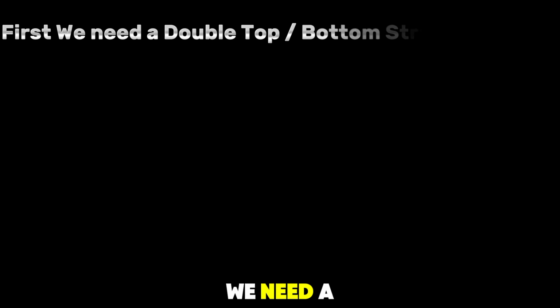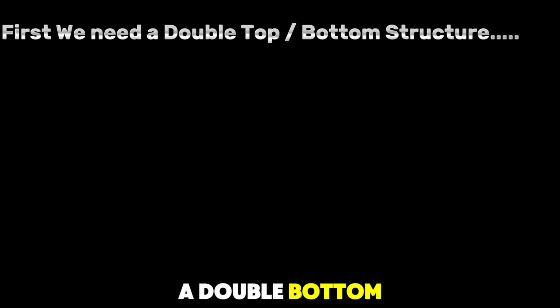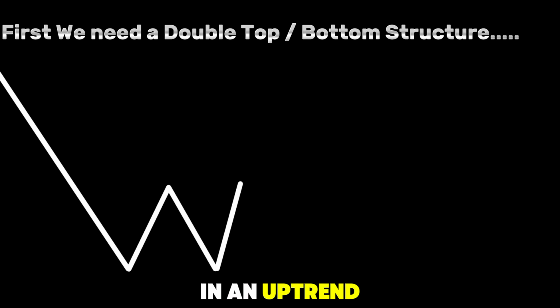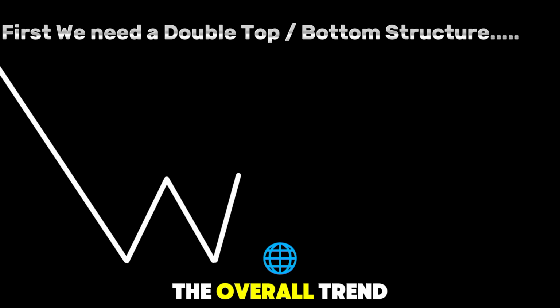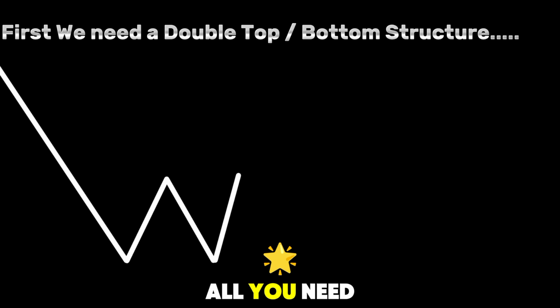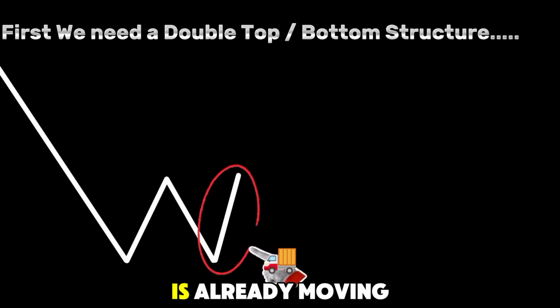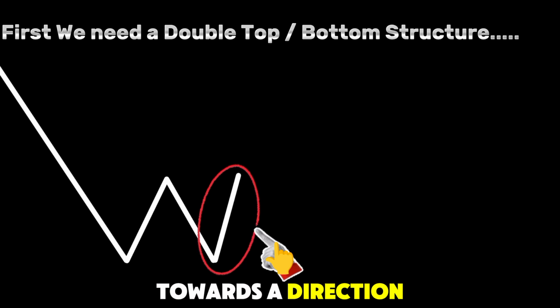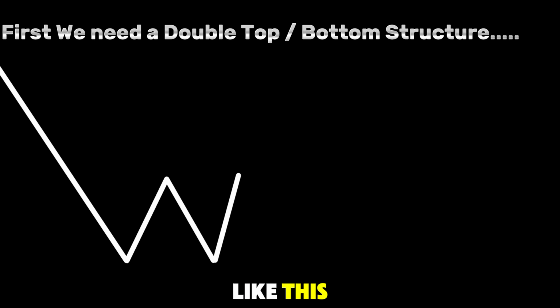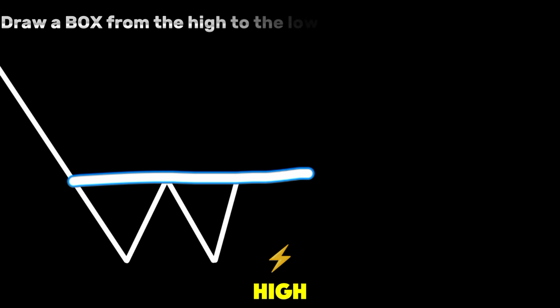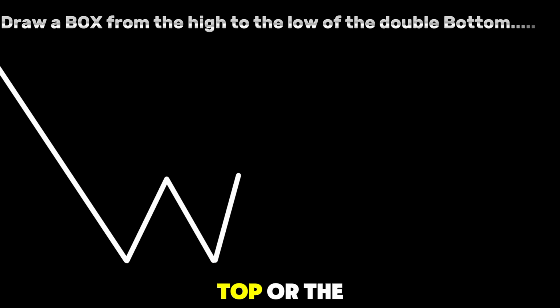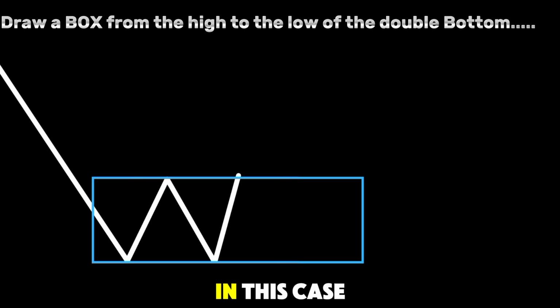First of all, we need a double top or a double bottom structure. It can be in an uptrend or a downtrend. The overall trend does not matter. All you need is the structure, a structure like this. And before you proceed with this structure, you have to make sure that this part of it is already moving towards a direction. And when you have seen something like this, you draw a box from the high to the low of the double top or the double bottom. In this case, it is a double bottom.